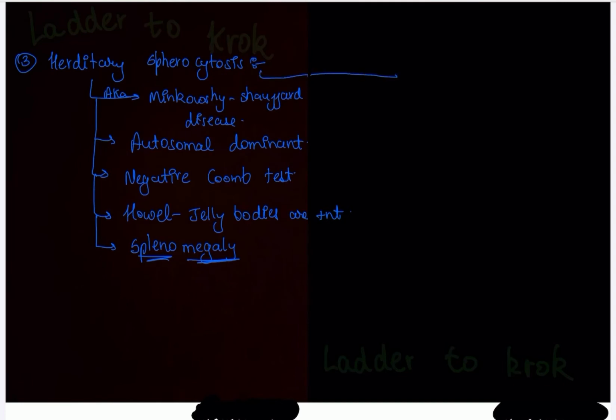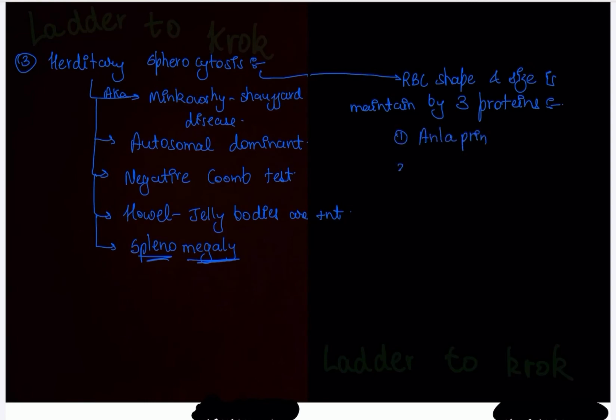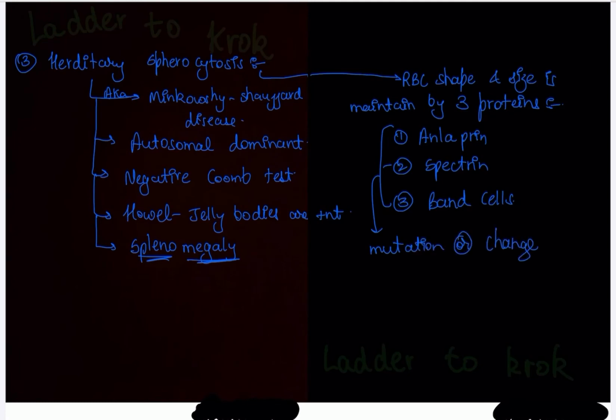In this there is a mutation in some proteins. Our RBC shape and size is maintained by three proteins, like ankyrin, spectrin, and band 3. Because of a mutation or change in the structure of these proteins, hereditary spherocytosis occurs.